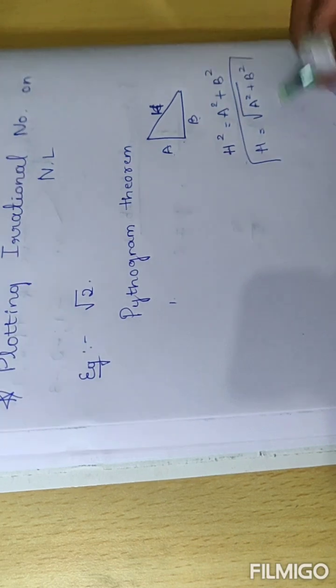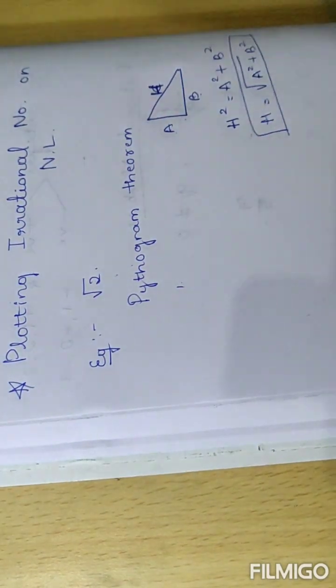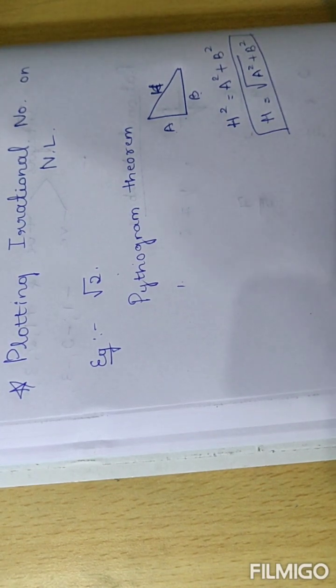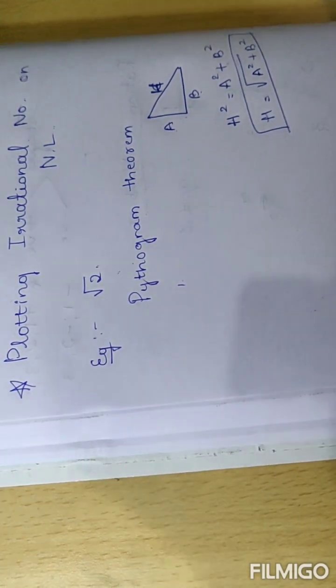By using this we are going to plot root 2 on the number line. We need a scale and compass for this. I am going to teach you.